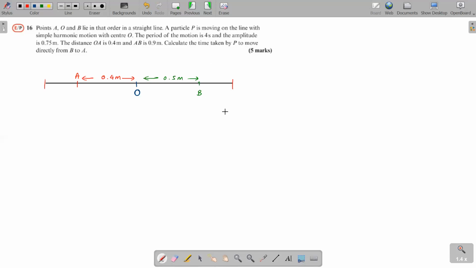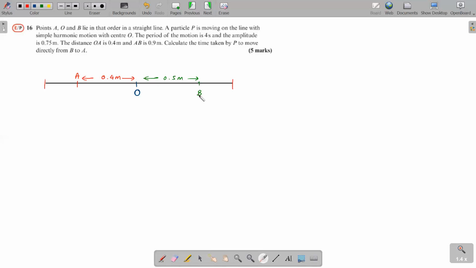How do we find the time taken to move from B to A? Can we use x equals A cos omega t? x equals A cos omega t can only and only be used if you're starting the motion from the end point, or from the amplitude. Over here, the motion does not start from the end point; it starts at some point called B, in between. You cannot use x equals A cos omega t.